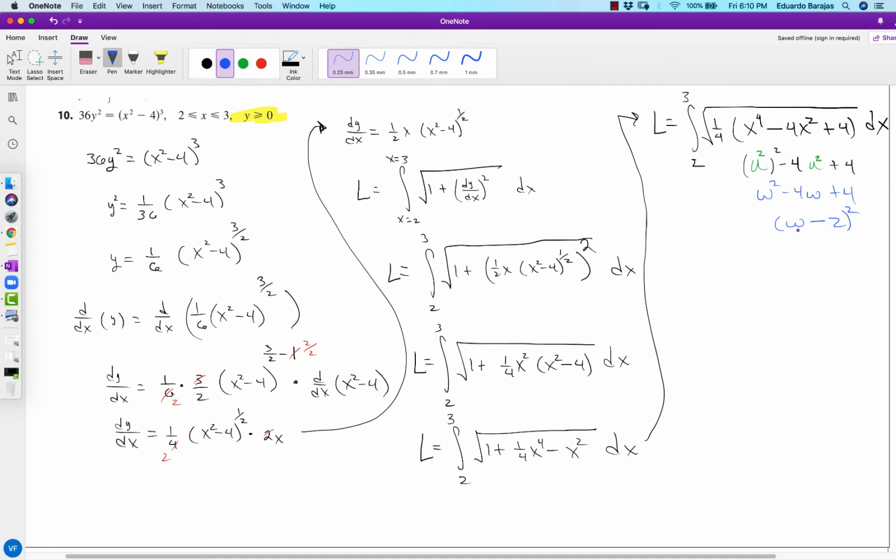Good. W minus 2 squared. Okay, so this is kind of like a quadratic in disguise, where instead we want to treat these as x squares. So all of that means that it simplifies to L equals the integral from 2 to 3. Now the square root of 1/4 is just going to be 1/2. And then we'll end up with x squared minus 2 squared, square root of that, dx.